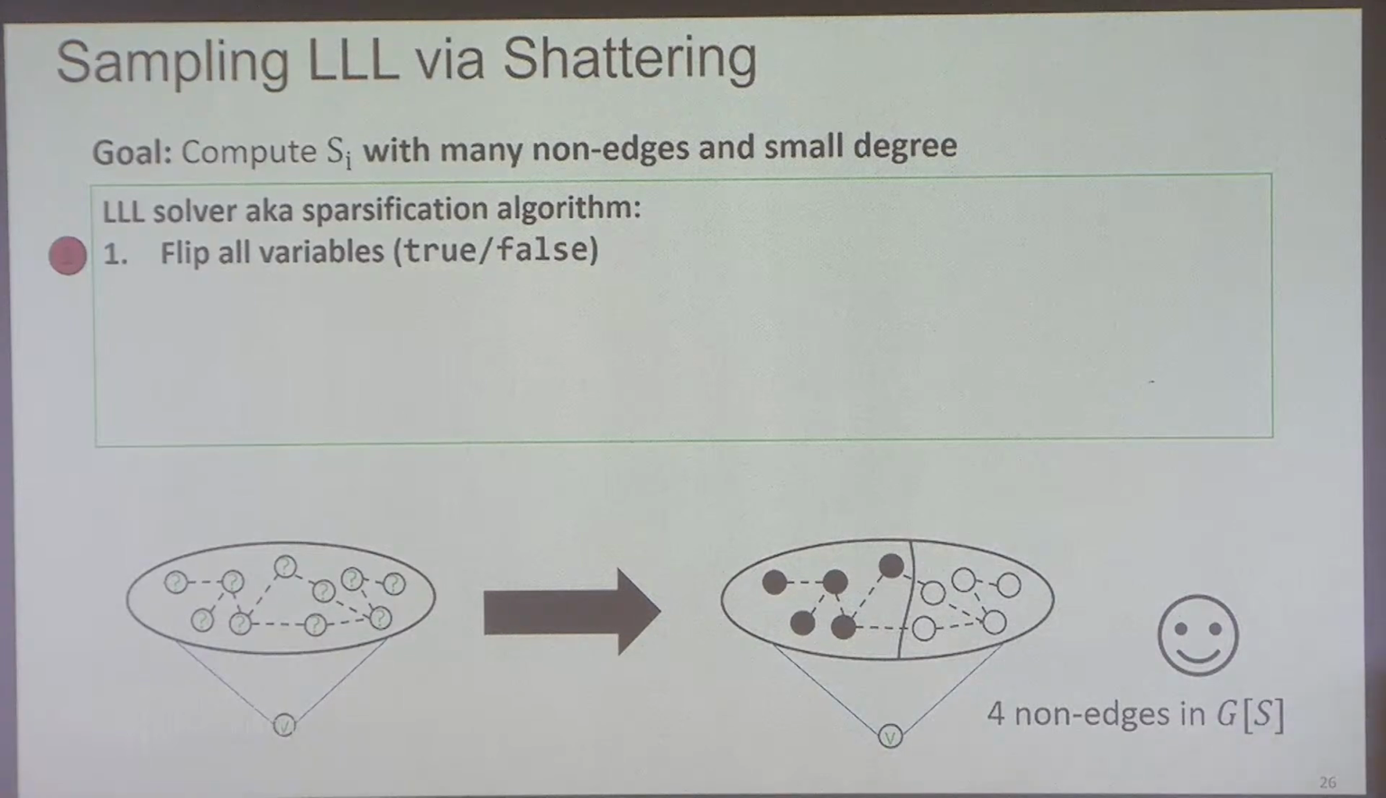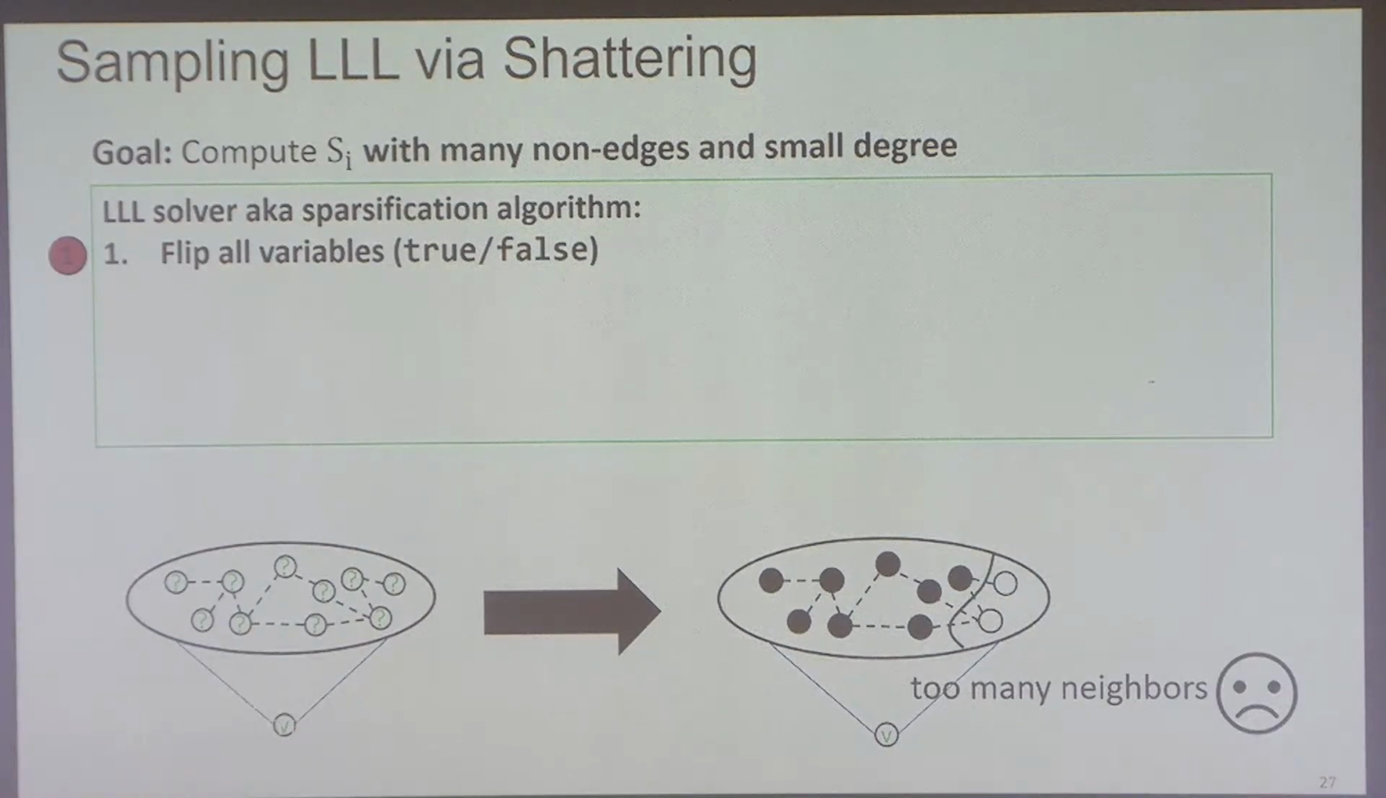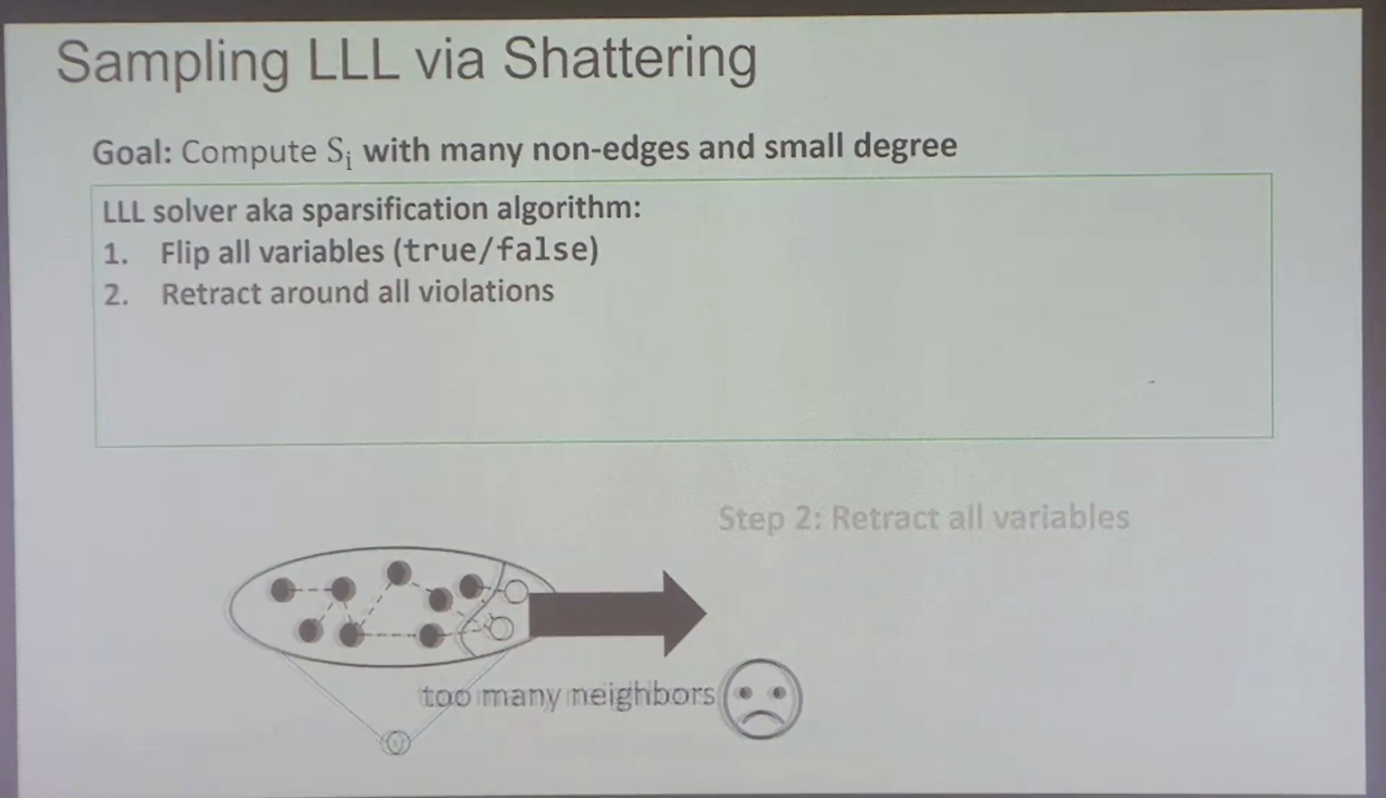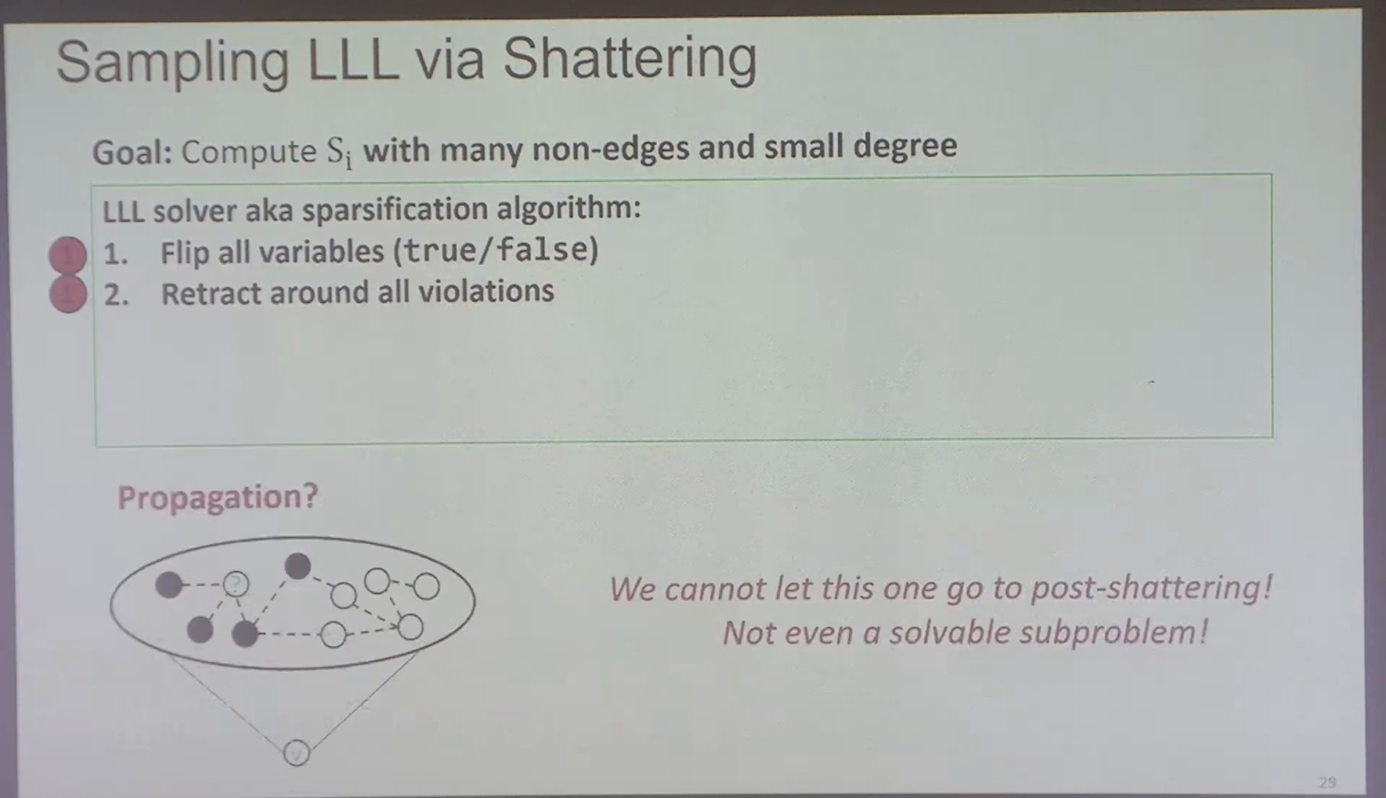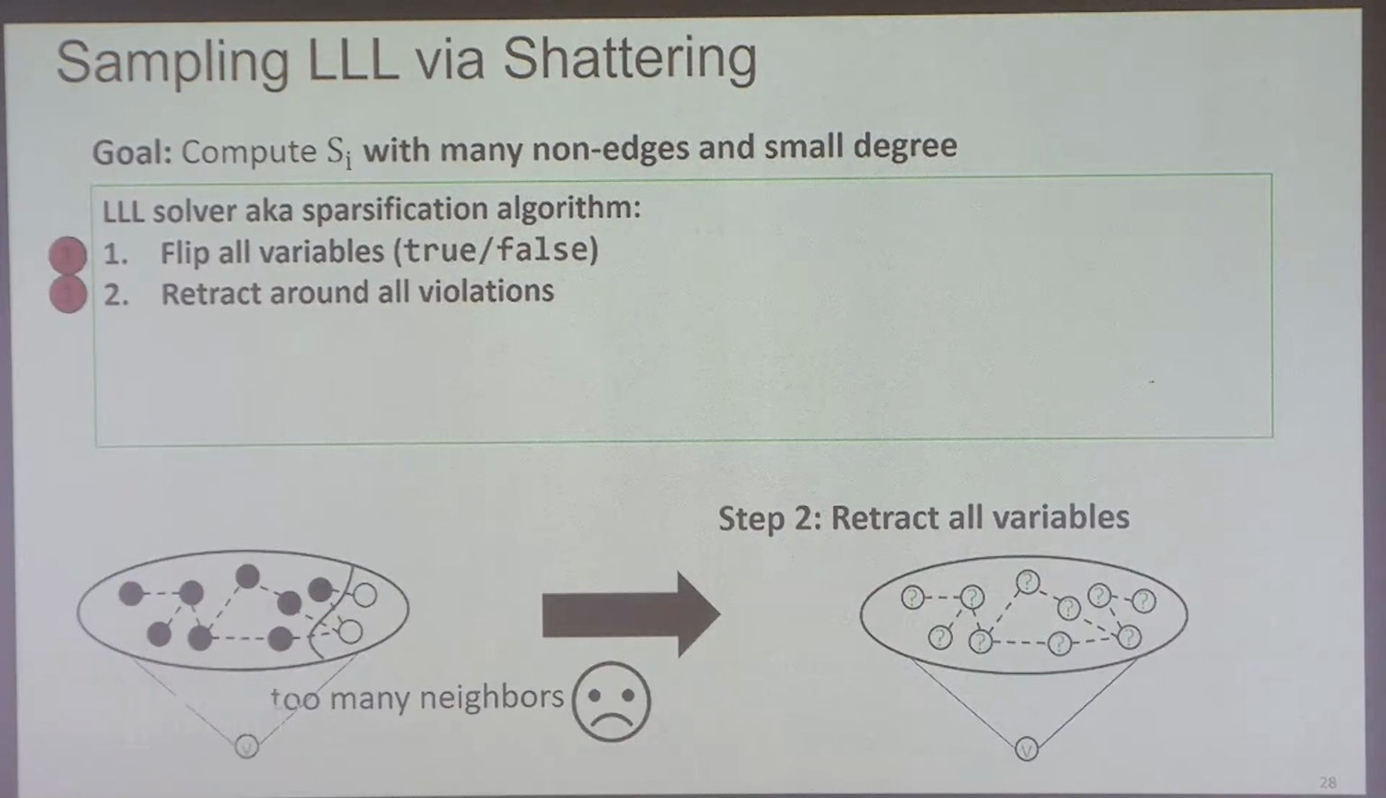First, we want to have this shattering approach. So first, we flip all variables, and then for the vast majority of the bad events, the sampling will look good. We have enough non-edges and also a small degree here. But for some events, the sampling doesn't work. For example, we have too many neighbors in the sample. So the only thing that we can do here is retract all of them. So our second step is to retract all the variables here.